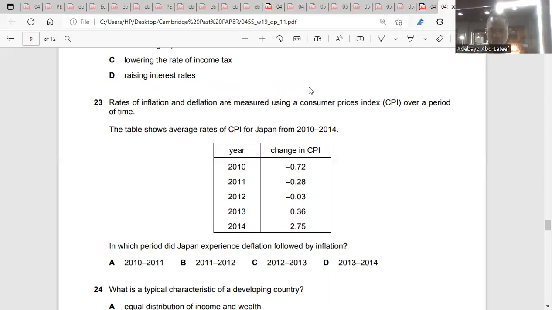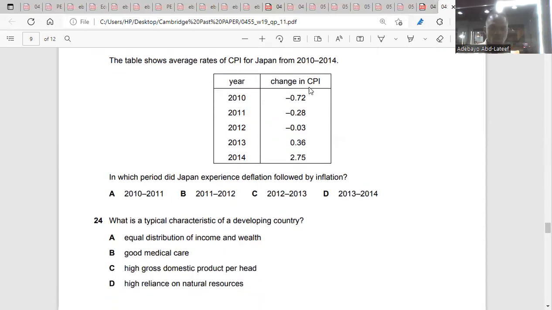From deflation, right? From 2012 to 2013. Yes, deflation started from 2012 to 2013, from negative now to positive. Is it clear? A fall in price. That's C. Now go to 24.